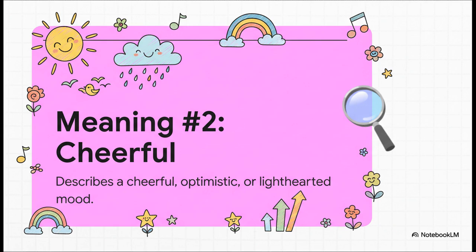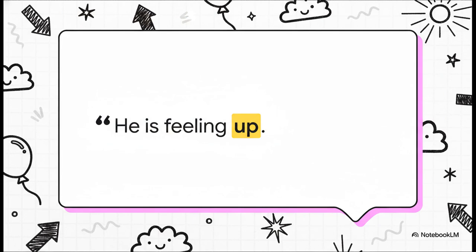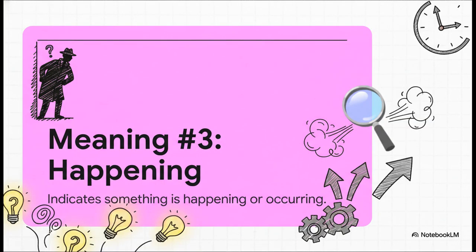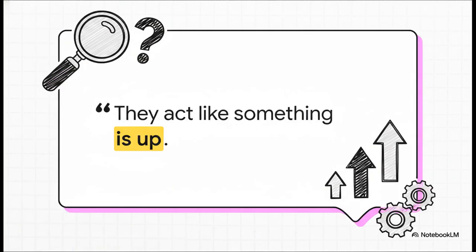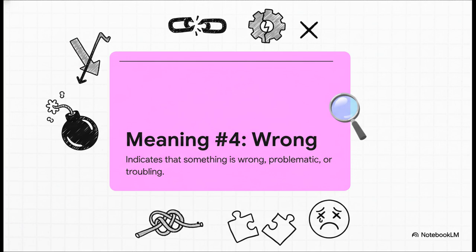And, from having a good day, it's a really short hop to being in a good mood, cheerful. So if someone says he is feeling up, you get it instantly. They're in good spirits, feeling optimistic. It can also shift from just a feeling to an actual event, as in something is happening, and often there's a little hint of mystery to it. Yeah, a sentence like, they act like something is up, definitely carries that sense of intrigue, like a situation is unfolding.